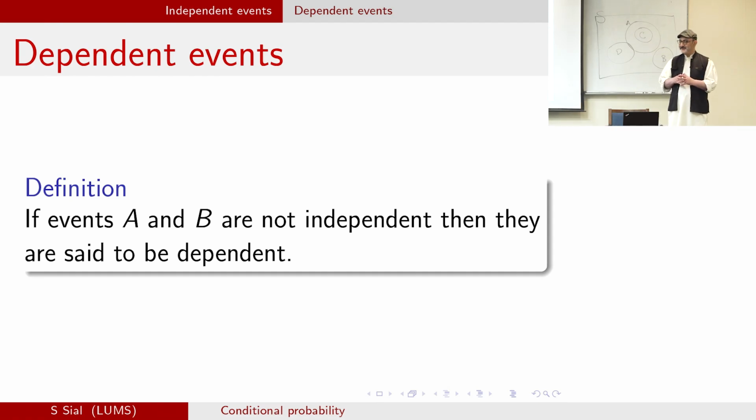Those were independent events. So either the probability of A intersection B is equal to the probability of A times the probability of B, or a consequence of that is that the probability of A given B is the same as the probability of A, and the probability of B given A is the probability of B. So those are independent events. Dependent events are the opposite. If the two events are not independent, we say that they are dependent.